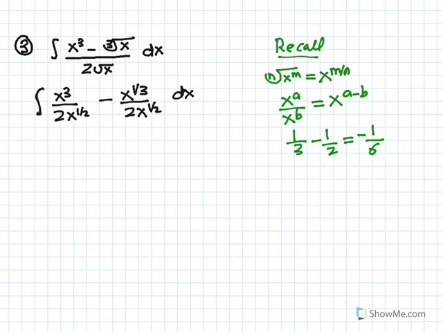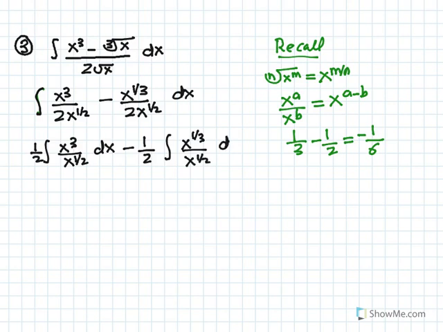All right, back to the question. So we're dividing x cubed over 2x to the 1/2. I'm going to bring the 1/2 out. 1/2 integral of x cubed over x to the 1/2 dx, splitting up the integrals, minus 1/2 integral of x to the 1/3 over x to the 1/2 dx. So for the first integral, simplifying the integrand, you get x to the 2.5 dx minus 1/2. They have the same base, so subtract off the exponents. That's x to the negative 1 over 6 dx.